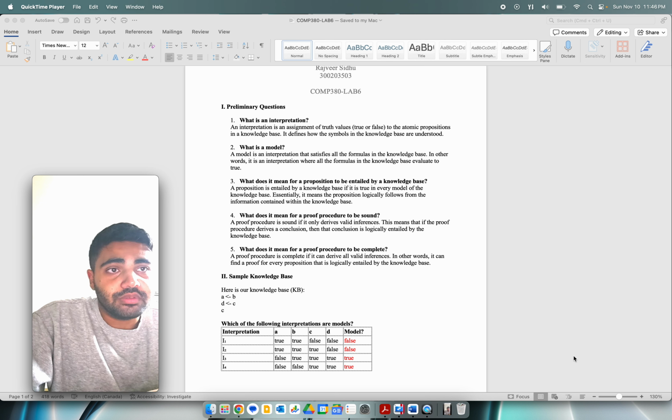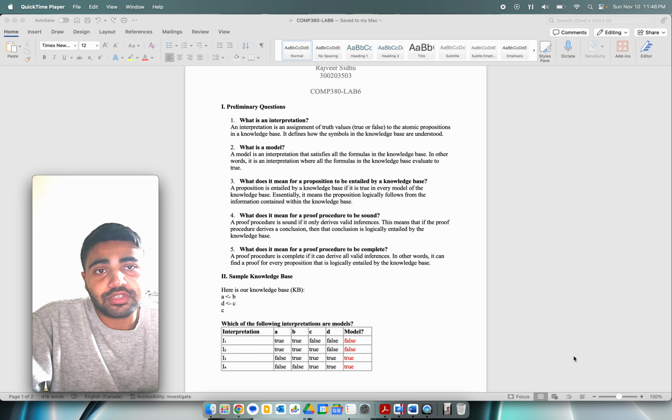Proof procedure. Finally, soundness and completeness in proof procedures. Soundness means that any conclusion we derive is actually true within the knowledge base, so we are only deriving valid information. Completeness, on the other hand, means we can derive every single truth from the knowledge base. These properties help us trust that our proof procedures are both reliable and exhaustive.